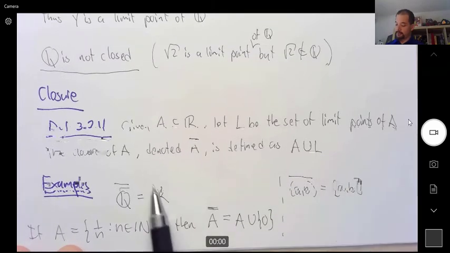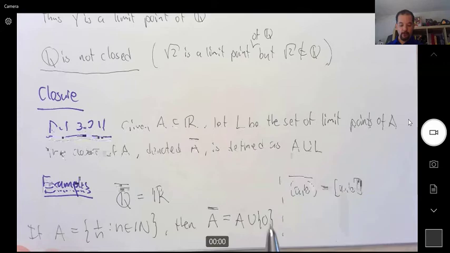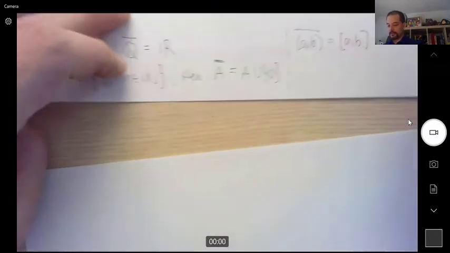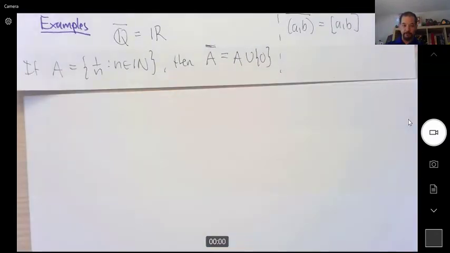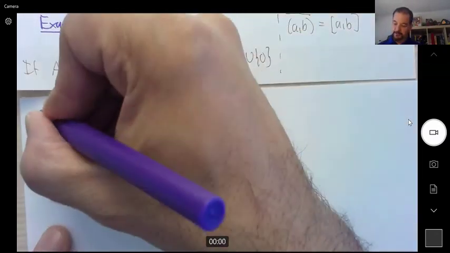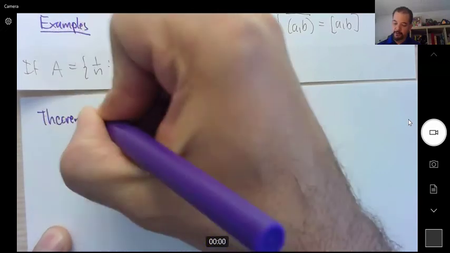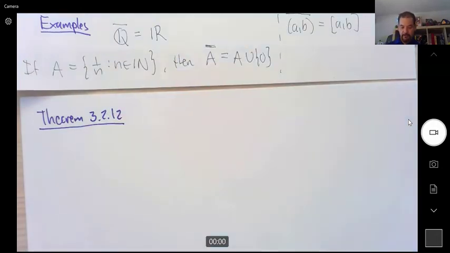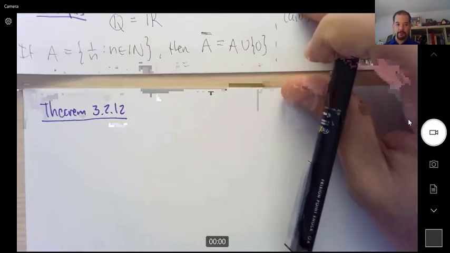And all of these on the right happen to be closed. So that's the next theorem, which is that the closure is a closed set. In fact, it's not just any closed set, it is the smallest one you can create that contains the original set. I'll explain what I mean by smallest.